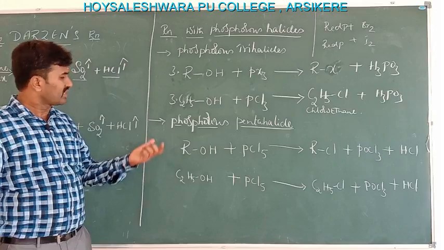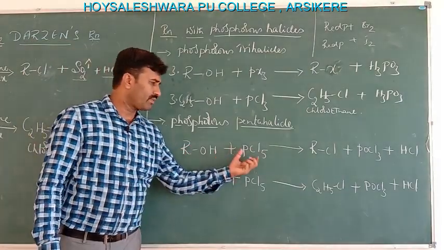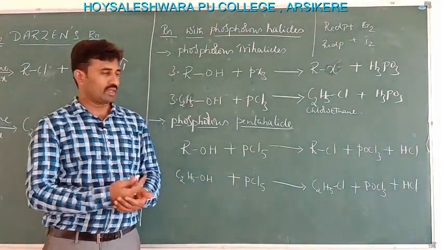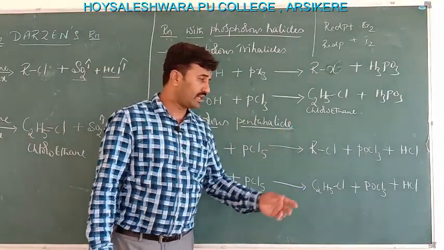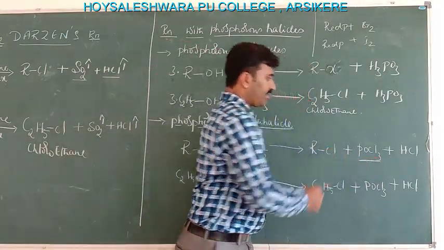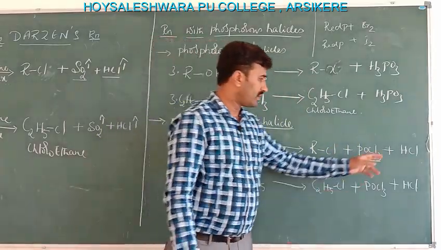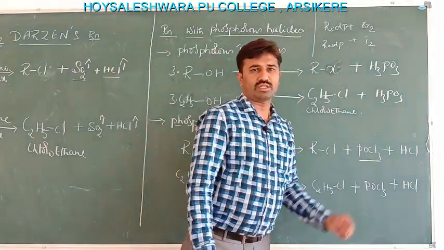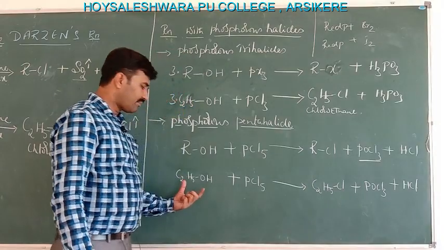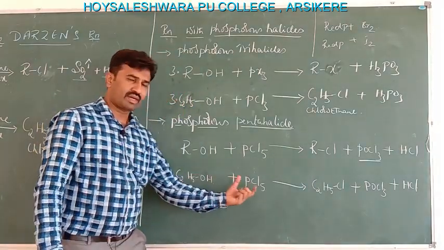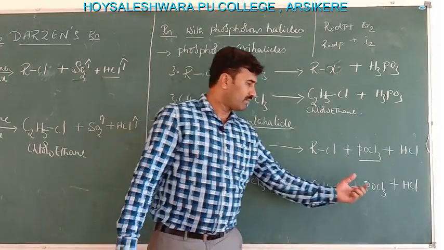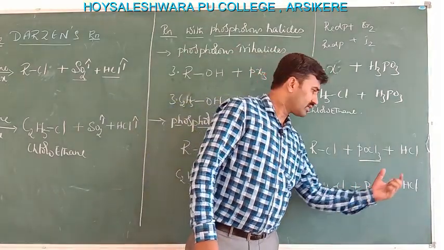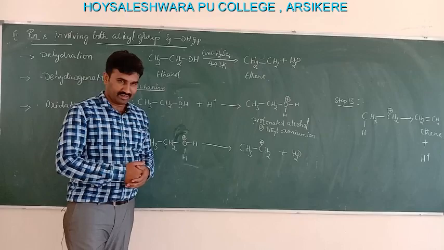The next reaction is the reaction of alcohol with phosphorus pentachloride. The reaction of alcohol with phosphorus pentachloride gives chloroalkane, with the formation of phosphorus oxychloride and hydrogen chloride. So, example again the same: ethanol upon reacting with phosphorus pentachloride forms chloroethane, phosphorus oxytrichloride and HCl.